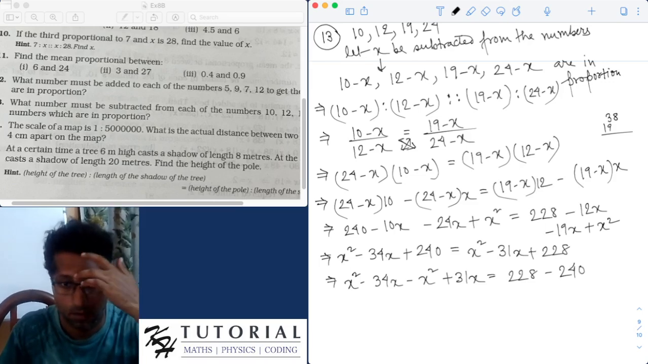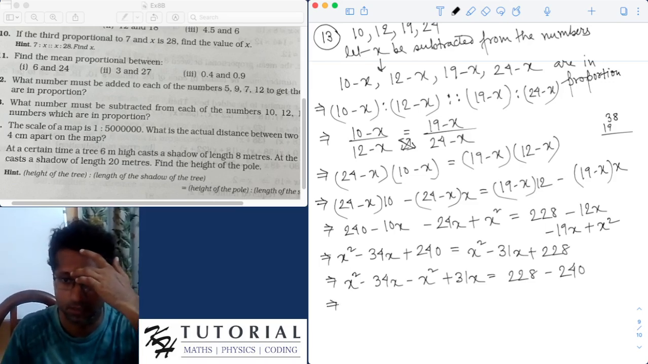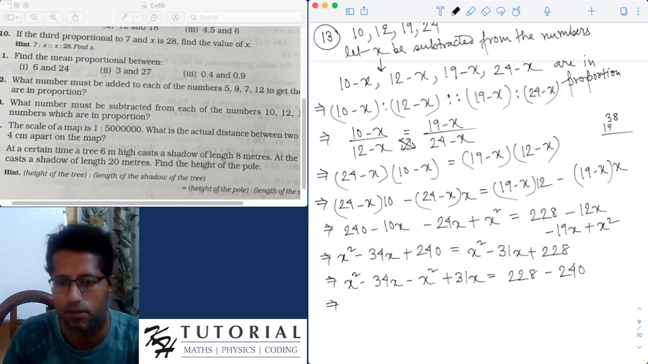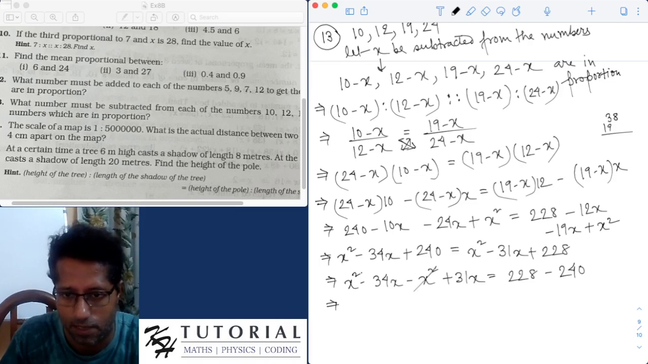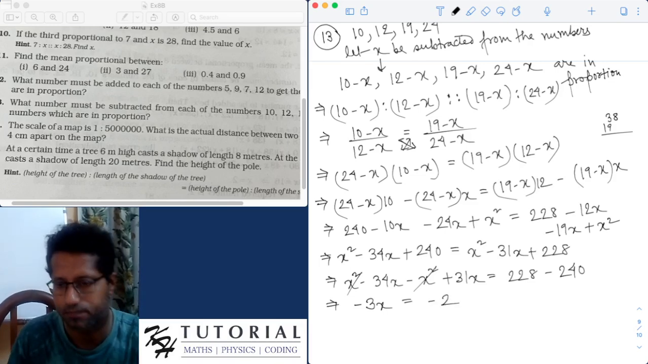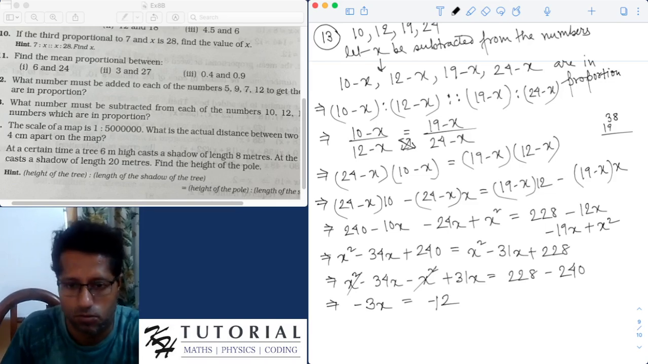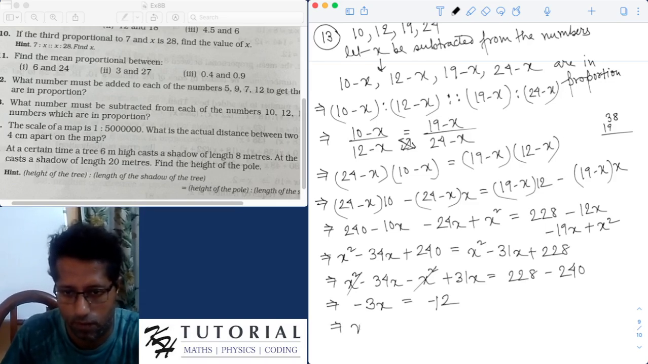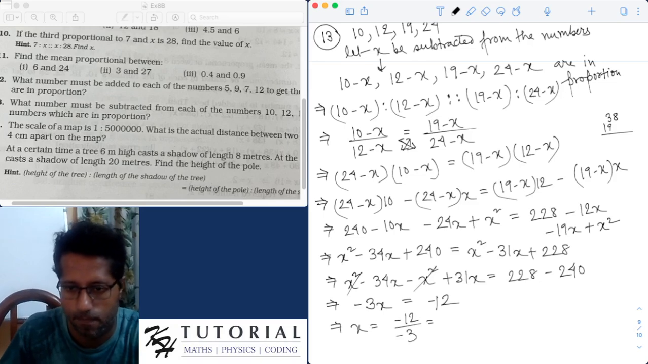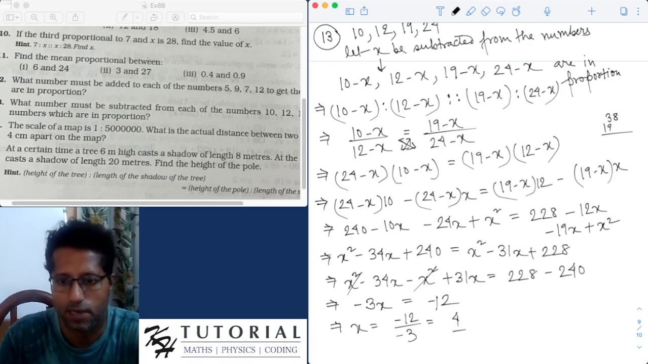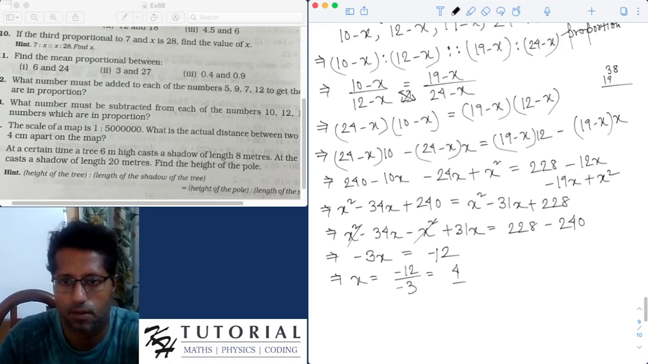Now if I simplify the left hand side by adding the like terms, x square minus x square cancels, and I have minus 34x plus 31x, that is minus 3x, equals 228 minus 240, that is minus 12. So minus 3x equals minus 12. So x equals minus 12 divided by minus 3, that is 4. So x is 4. Okay.